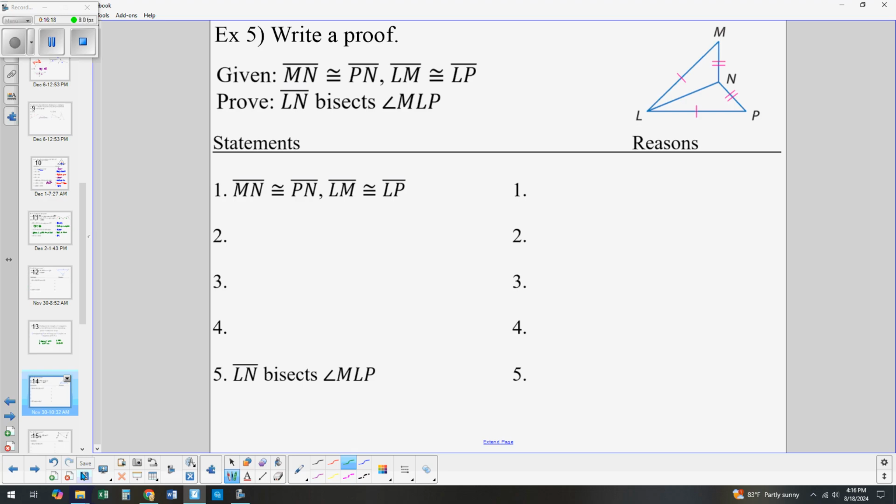So for example 5, we are given that segment MN is congruent to segment PN and segment LM is congruent to segment LP, and they've already marked it for us in the picture. If I were just looking at this problem and I wanted to figure out how the triangles are congruent, I would have marked this side. So if I would have marked this side, I'm going to include it in the proof. LN is congruent to LN, and anytime you say something's congruent to itself, that is the reflexive property.